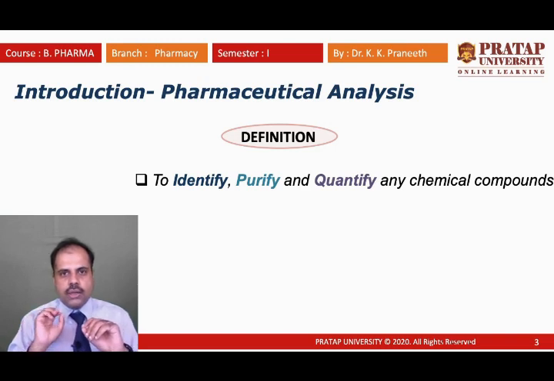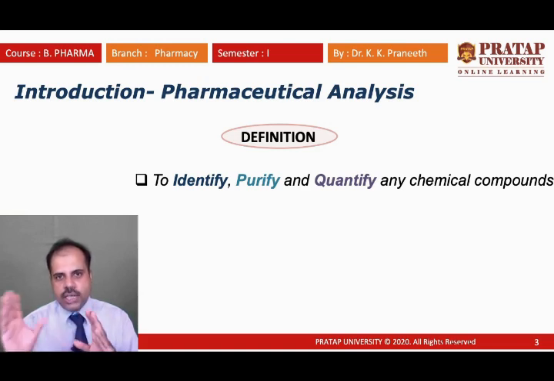Quantify means how much amount of a substance is present. For example, if a drug contains two different substances, the first substance may be A and the second substance may be B. So how much amount of A is present in the drug and how much amount of B is present in the drug. This can be a drug or any chemical substance also. So in pharmaceutical analysis, we will identify what chemicals are present in that substance, how to purify and how to quantify these chemical compounds.